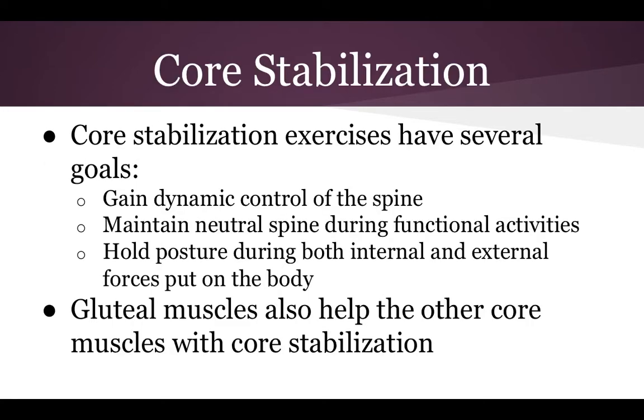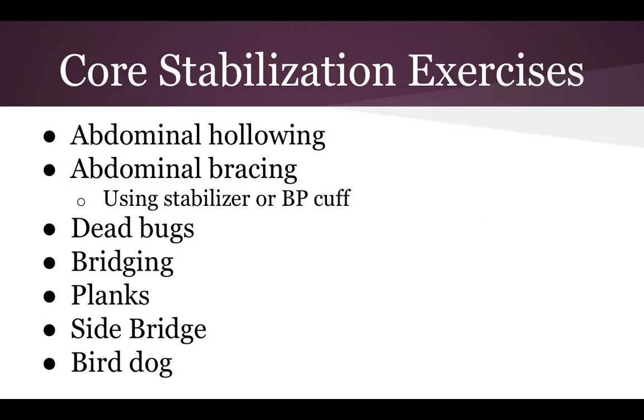Core stabilization has several goals. Three of them are to gain dynamic control of the spine, to maintain neutral spine during functional activities, and to hold posture during both internal and external forces put on the body. Gluteal muscles are also another helper of core stabilization. Exercises for this are abdominal hollowing, abdominal bracing, dead bugs, bridging, planks, side bridge, and bird dog.